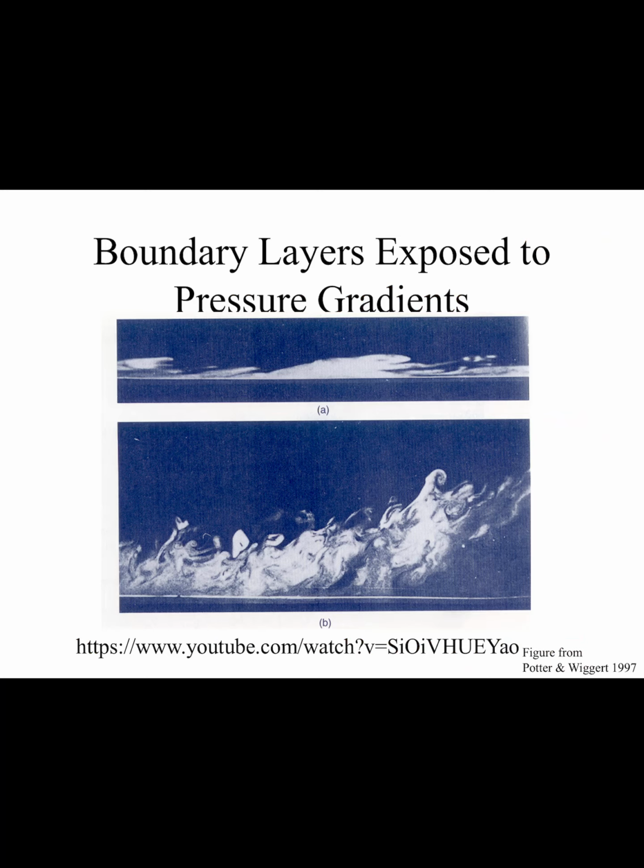So at the top here, we have a favorable pressure gradient. What that means is that the flow is accelerating. Favorable means that dp/dx is less than 0, where this is the x direction and this is the y direction. The flow is accelerating, so that means that du/dx is greater than 0. And on the bottom plot, this is an adverse pressure gradient.